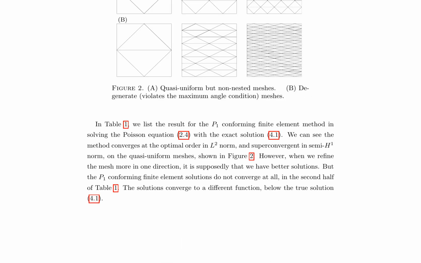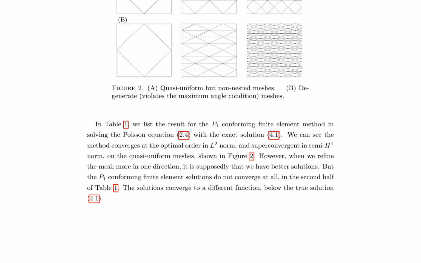In contrast, degenerate meshes, shown in Figure 2b, are used to test the robustness of the finite element method. However, the results in Table 1 show that the method fails to converge to the exact solution when the mesh is refined more in one direction. Instead, the solutions converge to a different function, which is below the true solution.